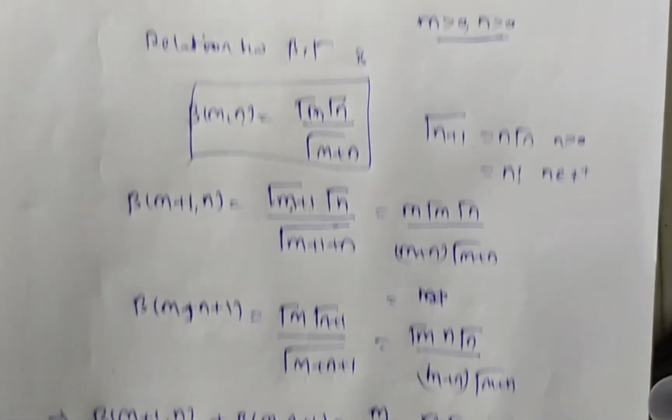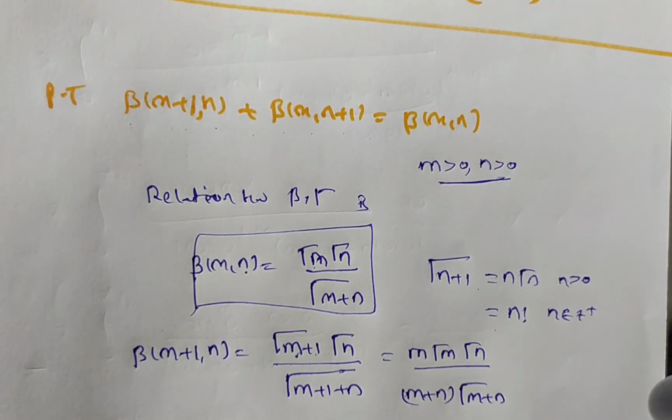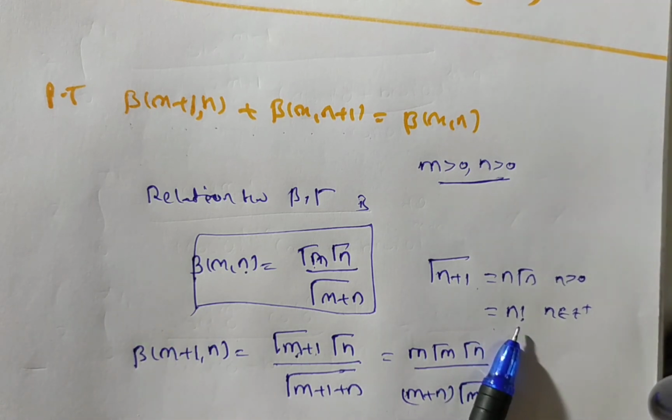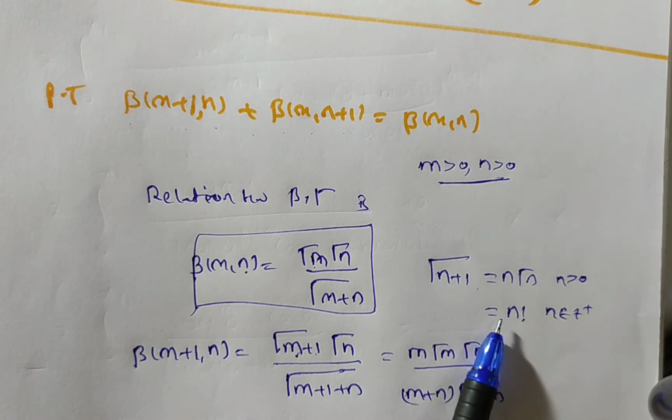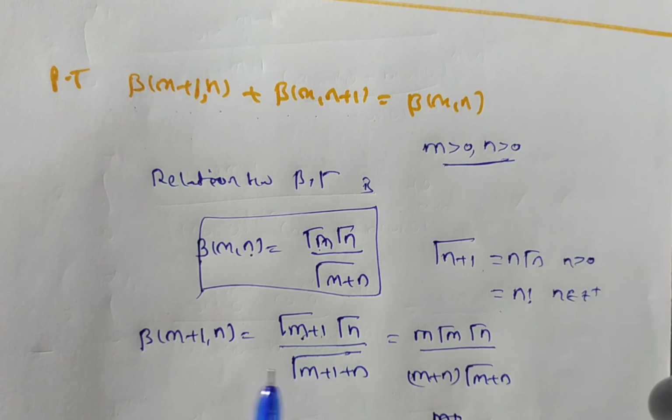So what did you use to prove this problem? Only the relation between beta and gamma. Of course you can do it with another method also, but you will get a little bit of confusion. That is the reason I explained it in this way.